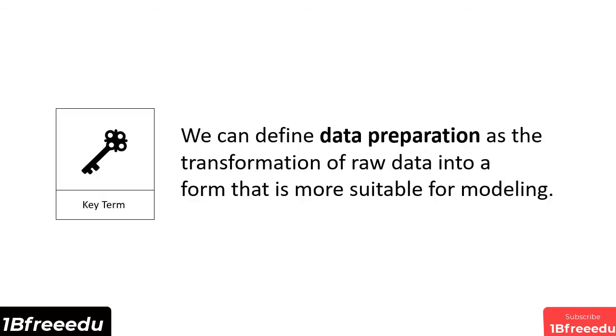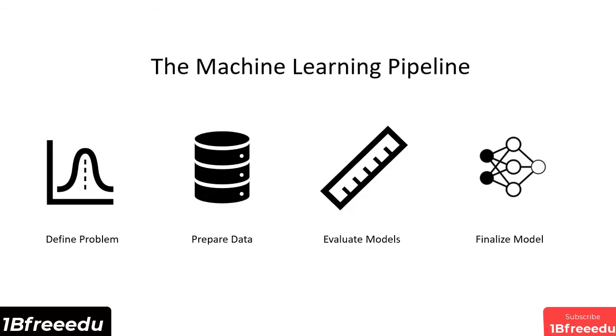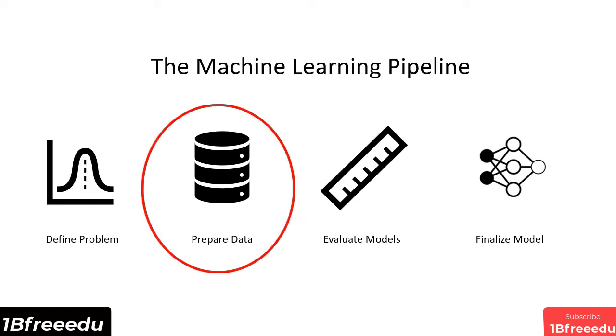All right, let's talk about some common data preparation tasks. We can define data preparation as a transformation of raw data into a form that's more suitable for modeling. Nevertheless, there are steps in a predictive modeling project before and after data preparation. The process of applied machine learning consists of a sequence of steps, and we've talked about this earlier. They are define the problem, prepare the data, evaluate a model, and then finalize the model. However, in this course, we're concerned with that step 2, data preparation.